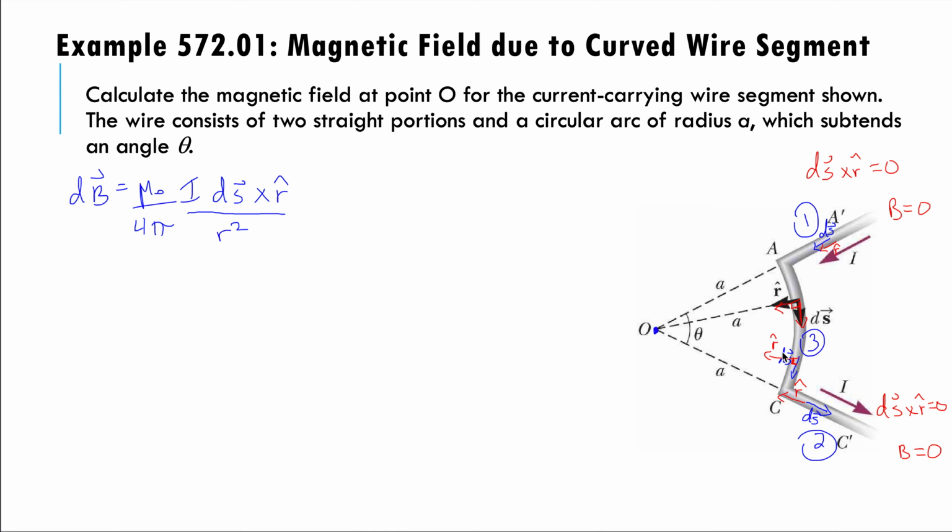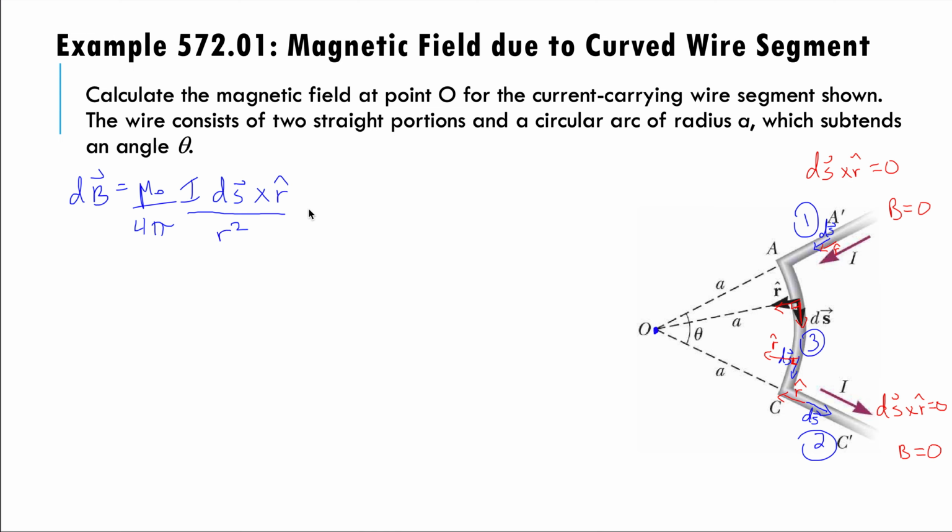Whether you do it for this segment or this segment, no matter which segment along this curved arc, the thumb is going to point into the page. So the magnetic field is all in the same direction. So that's what we need here. Otherwise, we would have to make some adjustments.